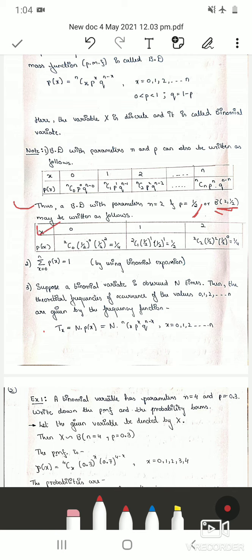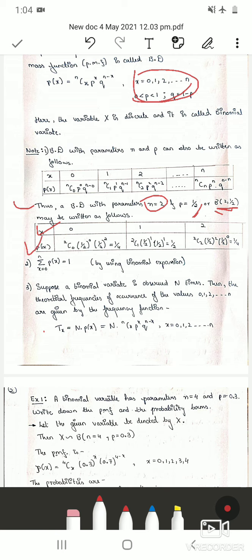So x takes values 0 to n, we know it. Here n they have given 2. Therefore x will take values 0, 1, 2. If they had given n equal to 7, then x will be taking values 0, 1, 2, 3, 4, 5, 6 and 7. If n was 3, then x would take the values 0, 1, 2, 3. So I hope it is understood how to take x values.